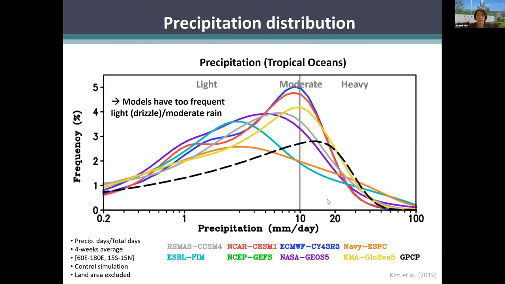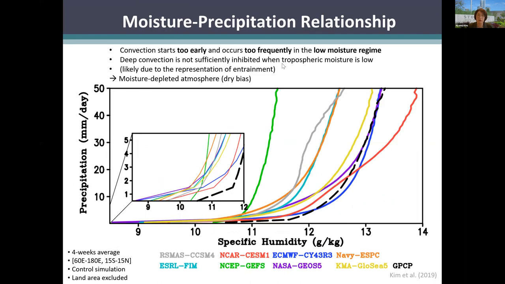Yeah, so here is the precipitation distribution in the S2S and SubX models. The black line is the GPCP precipitation, and it shows that the models produce more frequent drizzle-like precipitation. And this shows the moisture-precipitation relationship. The black line is GPCP, and all models start the precipitation too early in the low moisture regions. So maybe the deep convection is not sufficiently inhibited when the moisture is low, and that makes a moisture-depleted atmosphere, which can induce the dry bias.